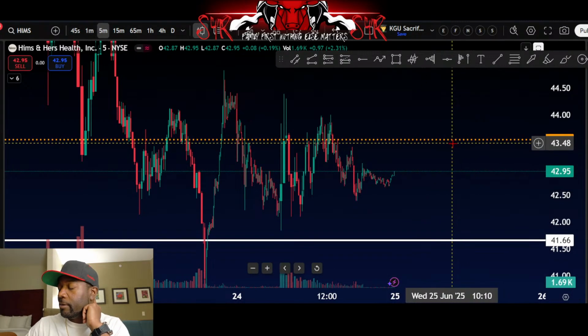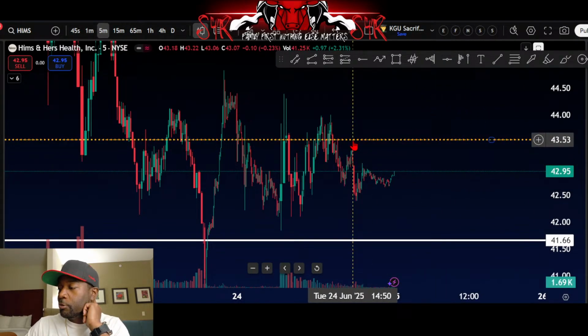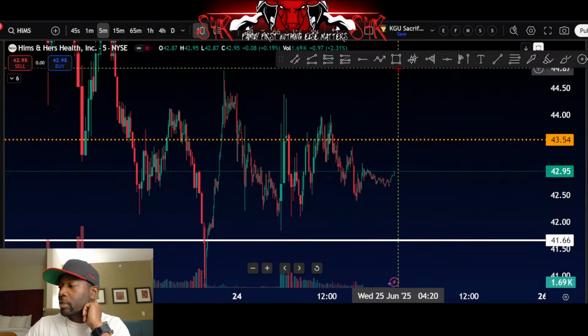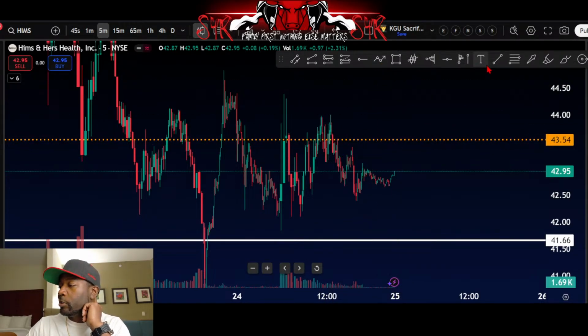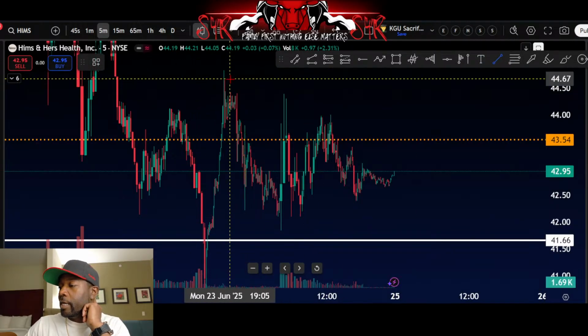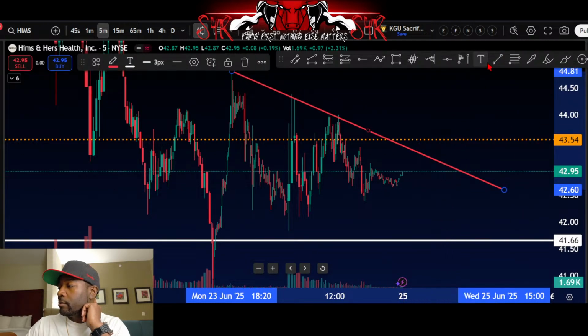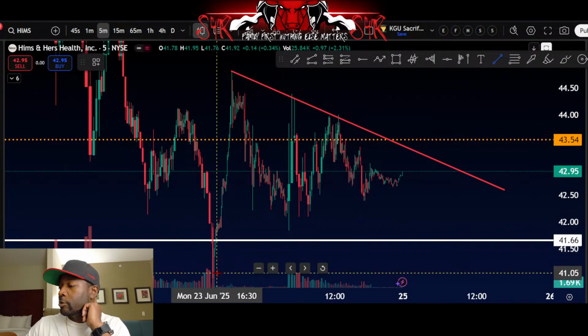But understand that this is a high volume node, which means it's chop here. It's a lot of buyers and sellers. So there's gonna be some indecision as far as the direction that Hims is gonna go, all right? Anything can take this market down or up, but chart patterns and volume are super important.